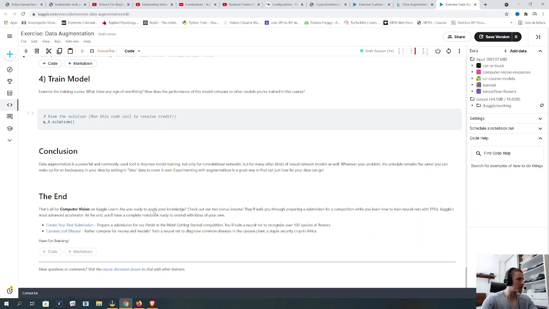That's all for computer vision. Ready to apply your knowledge? Check out the bonus lessons. You walk through preparing the submission for a competition while you learn how to train neural nets with TPUs, Kaggle's most advanced accelerator. At the end, you have a complete notebook ready to extend with ideas of your own, with your first submission.